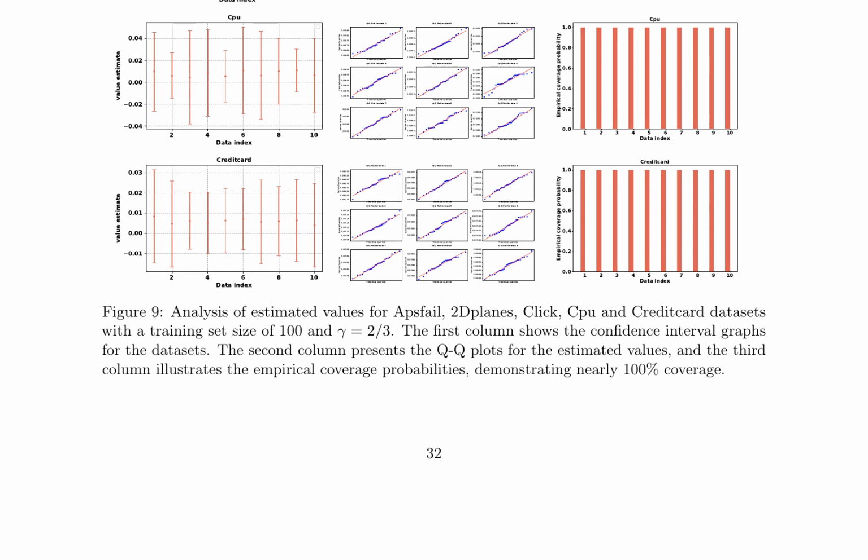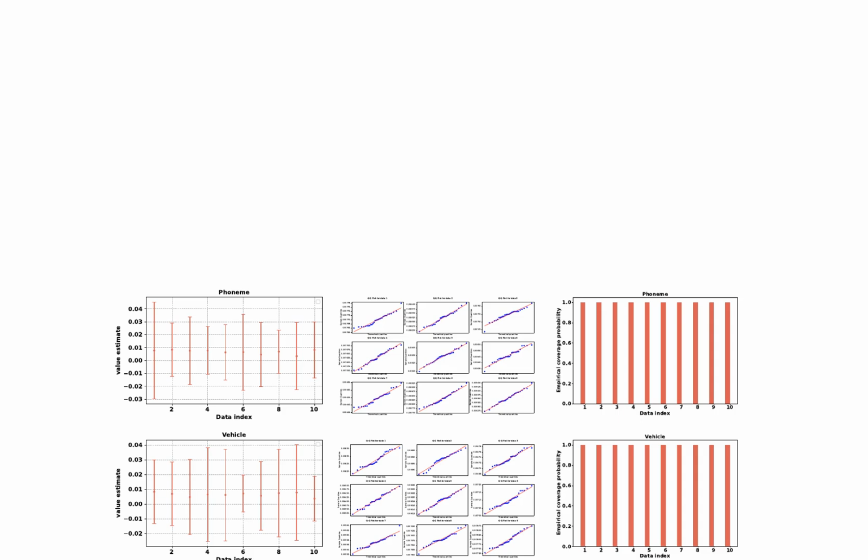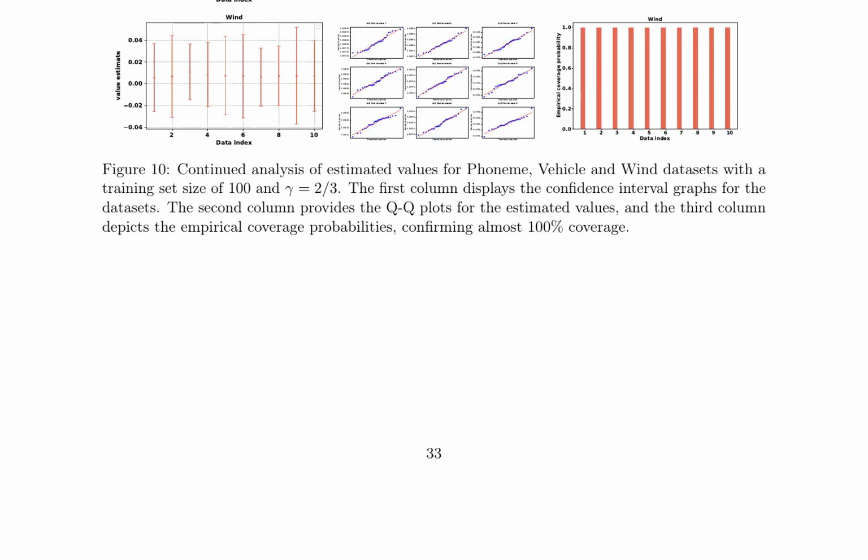It reinforces the reliability of the confidence intervals and QQ plots in accurately representing the underlying data distributions, making them valuable tools for researchers and practitioners in the field. Continuing the analysis of the phoneme, vehicle, and wind datasets with a training set size of 100, we have set the specific parameter gamma to 2/3. The results are presented in confidence interval graphs, QQ plots for the estimated values, and empirical coverage probabilities. These findings indicate almost 100% coverage for all datasets, demonstrating a high level of accuracy in the estimation.